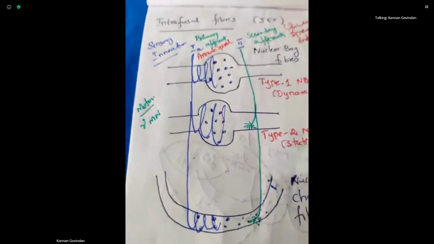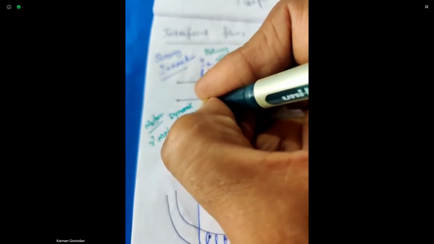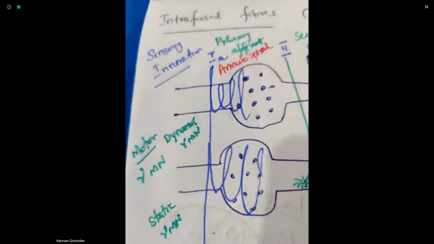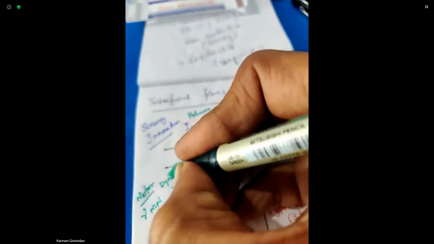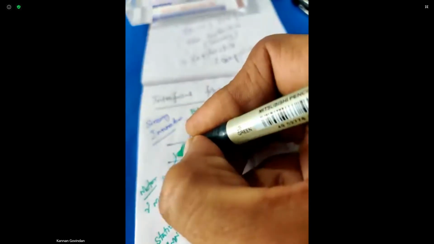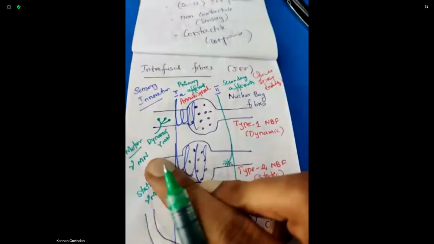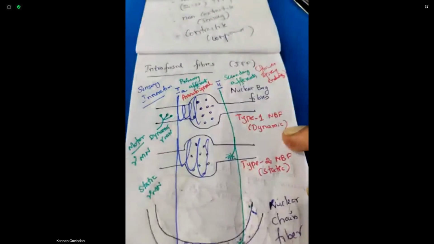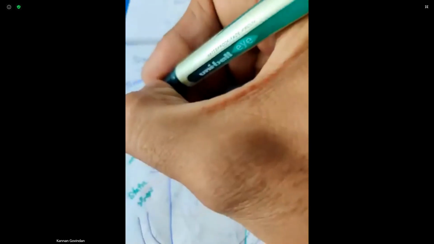Again, we have two types of gamma motor neuron. We have dynamic gamma motor neuron and static gamma motor neurons. The dynamic gamma motor neuron supplies motor fibers only to type 1 nuclear bag fiber, or dynamic bag fiber. They end as small plates. These endings are called plate endings.